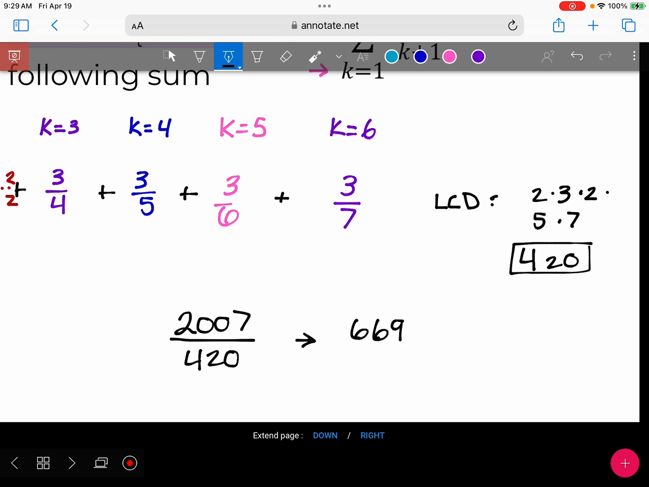Yep. 669 over 140. Okay. So sometimes with these sums, we get into algebra 1 stuff, where we have to add fractions. So it's good for us to remember how to do that.